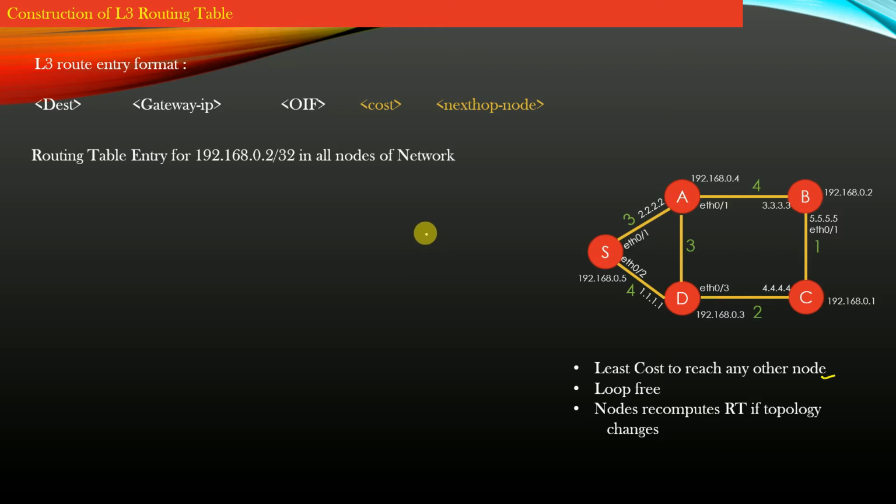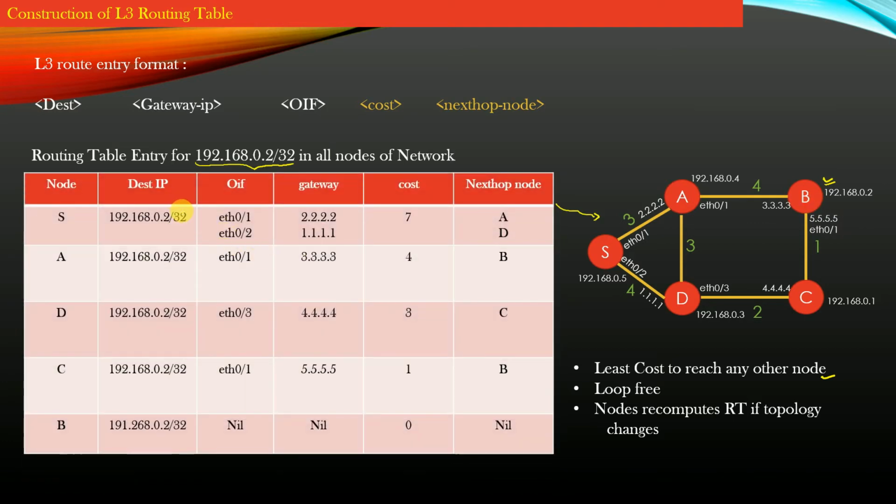So welcome back guys. Now, continuing from the previous lecture video, I will show you that for this network topology, how the routing table entry for destination 192.168.0.2, which is the loopback address of router B, looks. This is the table which shows how the routing table entry for this destination IP address looks in the routing table of each node of the topology.